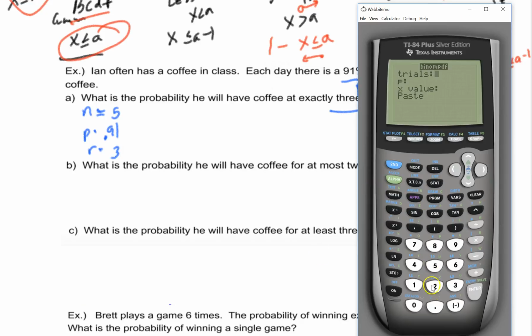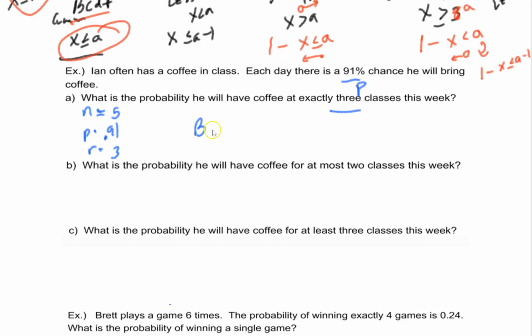So I go back to my calculator, I'm going to put 5 trials, 91 is my probability, and X value is 3. Hit paste. And I get about 0.061. So I'll put binomial PDF to show work. x equals 3. Probably show that also, and I get probability equals 0.061 if I remember correctly.